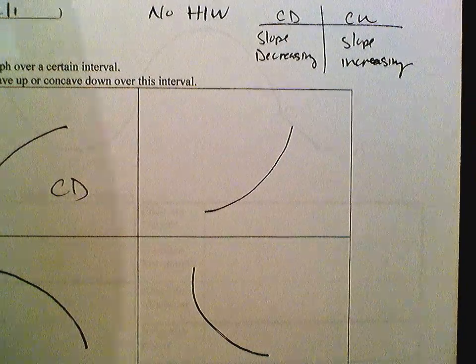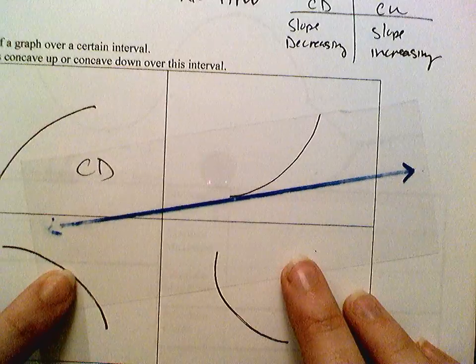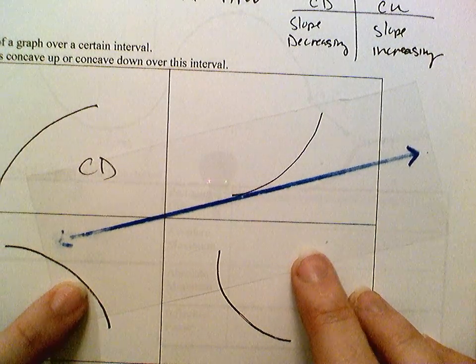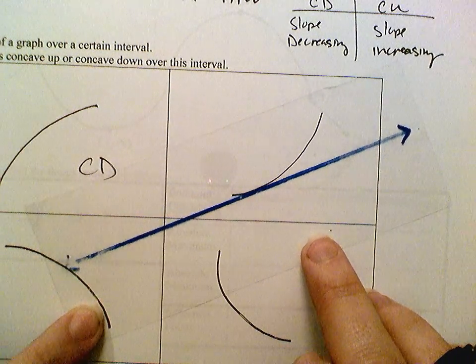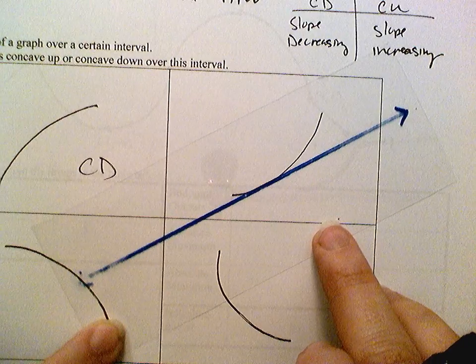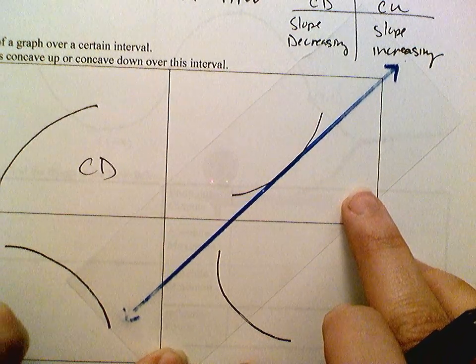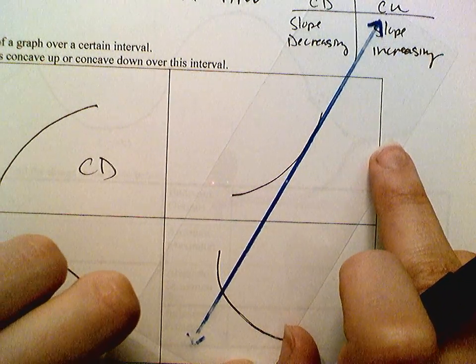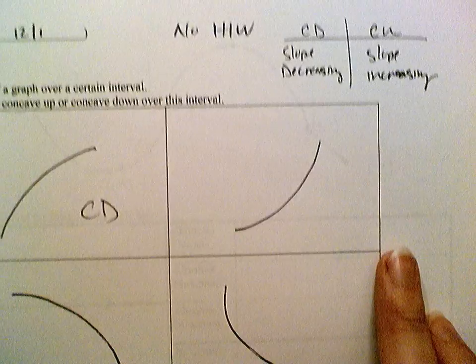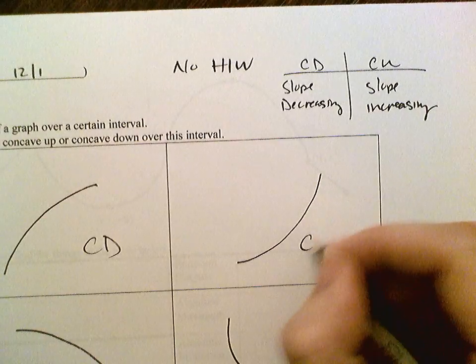Now the next one, we'll start here. Again, it's positive, and as I move along the graph, it's getting more and more positive, so positive and further from zero. Positive and further from zero means increasing. So the slope is increasing, so this would be concave up.